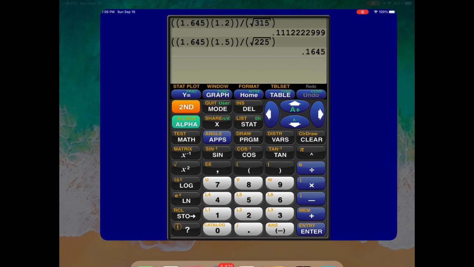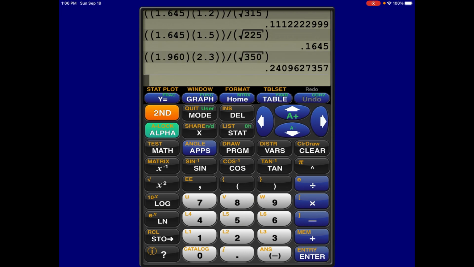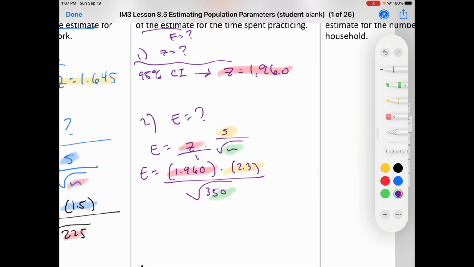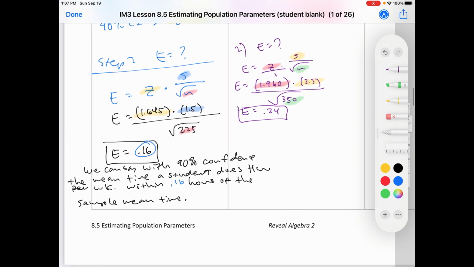2.3 and 350. So again, the shortcut, second enter, you can just repeat what you had. And I have to change the Z-score. 960, you can just type over it. And then our standard deviation was 2.3, and we had how many people do we have? 350. Press right, and I get 0.24. E equals 0.24. And then I can just use some magic.